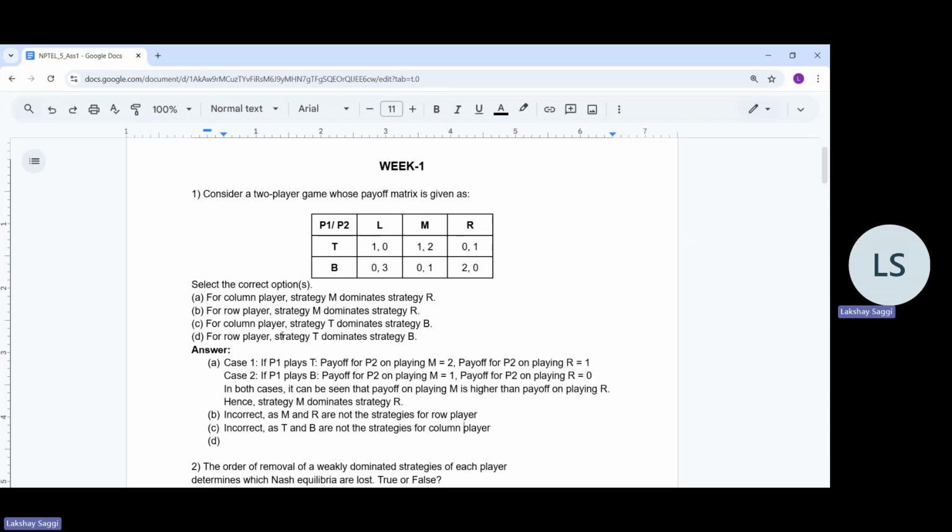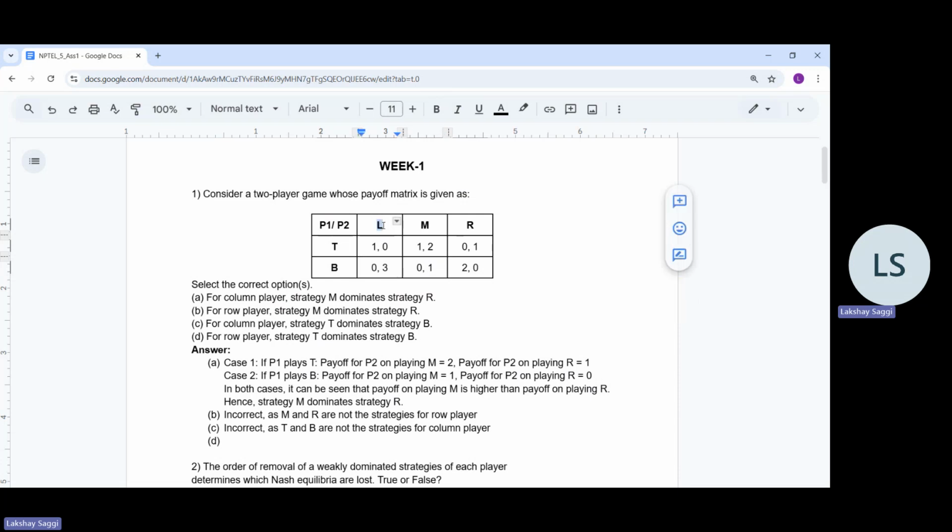Then we have the last option which says for row player strategy T dominates strategy B. So for row player, these are the two strategies T and B, and now we are asking whether strategy T dominates strategy B. For option A we did it case by case, but for this option D we'll just do it orally. We don't need to write everything down. Note that payoffs for row player are denoted by the first entries. Whatever column player plays, if row player is always better off playing T instead of B, then we can say that strategy T dominates strategy B. But we'll have to check this.